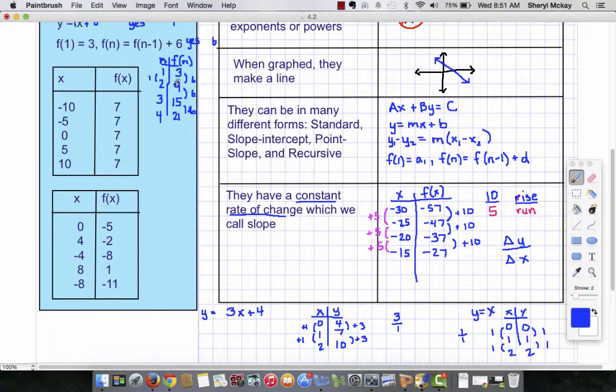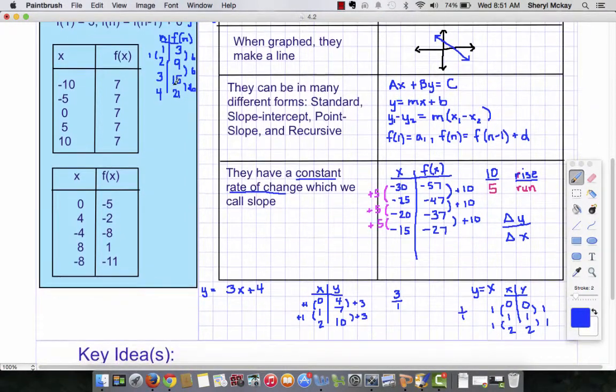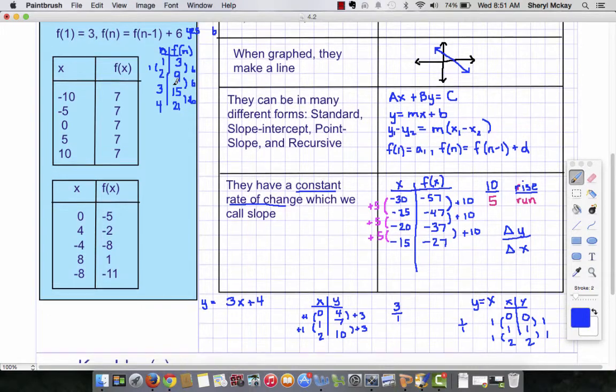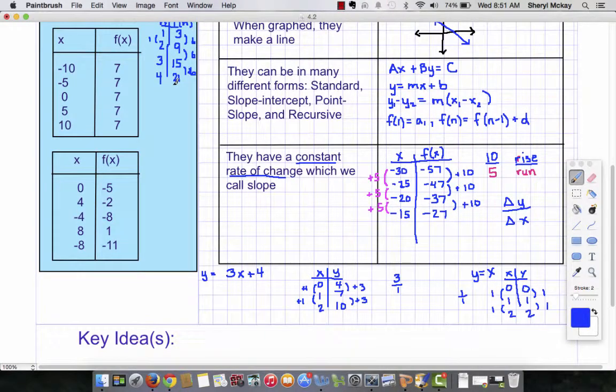All right? That one might have been a little tricky, especially if you're not remembering recursive formulas. Let's do this next one. There I have a table this time. X, f of x. When x is negative 10, f of x is 7. When x is negative 5, f of x is 7. What do you think? Is this a linear function? And if so, what is the constant rate of change?